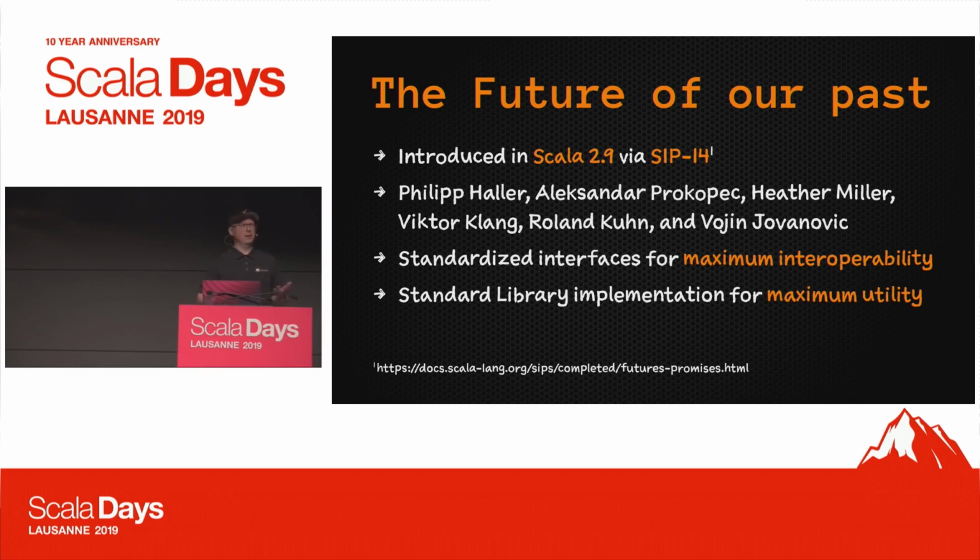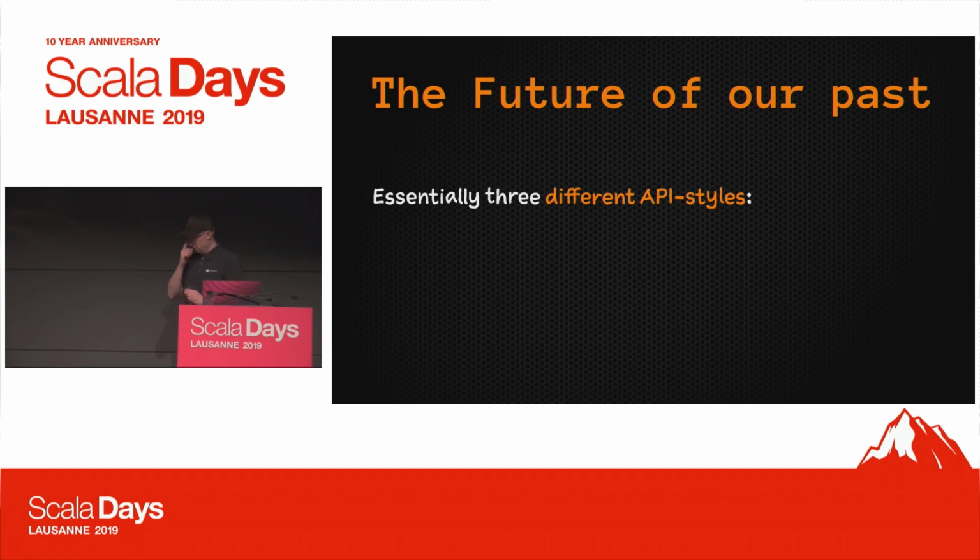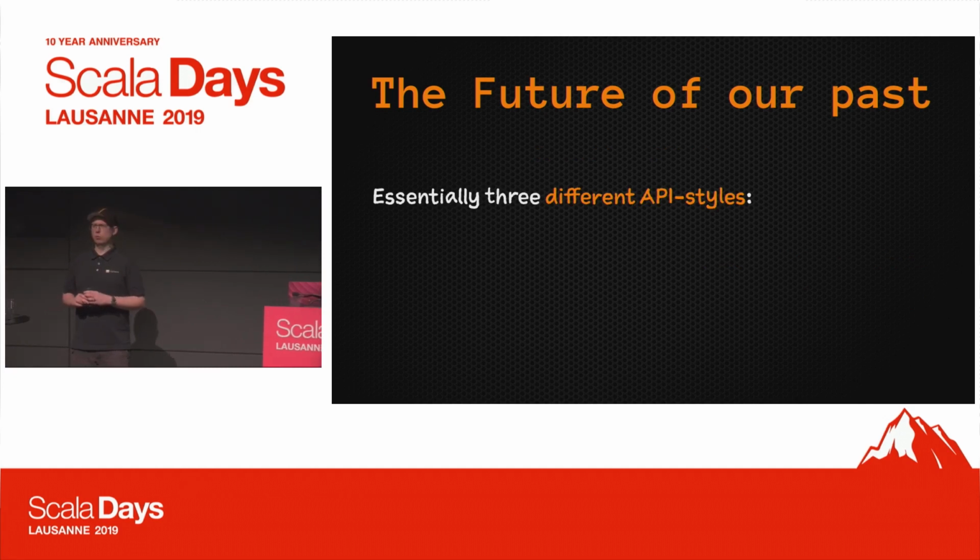Also, of course, it's not enough to just have the interfaces. You need to have some sort of canonical implementation, otherwise you would end up not knowing which implementation to use. So there is an implementation in the standard library so that as many as possible can use futures and promises without going outside of the Scala standard library to do so. I don't know if you've thought about it, but essentially with futures, you have 3 distinct APIs rolled into one.